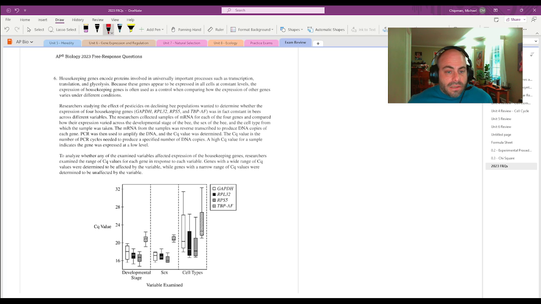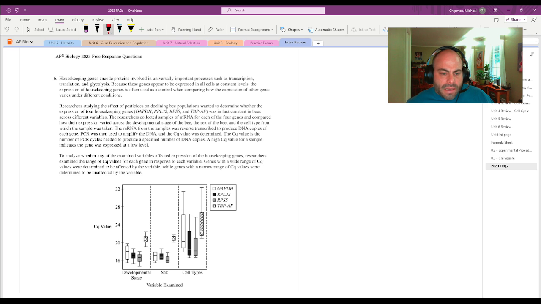Researchers studying the effects of pesticides on declining bee populations wanted to determine whether the expression of those four genes was in fact constant in bees across different variables. The researchers collected samples of mRNA for each of the four genes and compared how their expression varied across the developmental stage for the bee, the sex of the bee, and the cell type from which it was taken. The mRNA of the samples was reverse transcribed to produce DNA copies of each gene. PCR was then used to amplify the DNA, and the CQ value was determined.